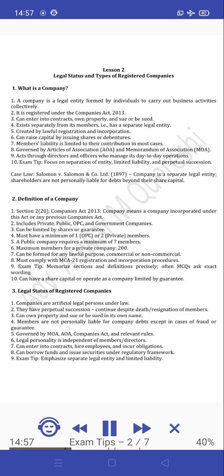3. Legal status of registered companies. 1. Companies are artificial legal persons under law. 2. They have perpetual succession: they continue despite the death or resignation of members. 3. Can own property and sue or be sued in their own name. 4.